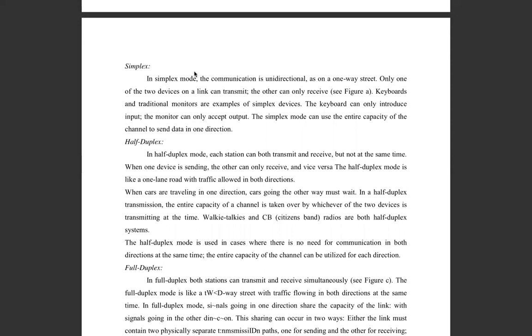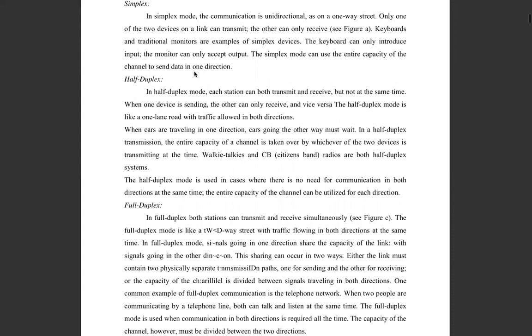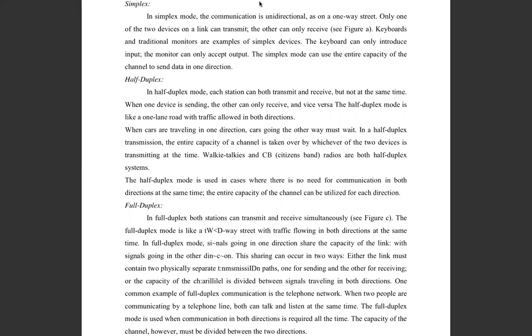So for monitors, the monitor just outputs. That's the network the monitor has with the system unit, or the keyboard has with the system unit. There's no way the system unit can send something to the keyboard. Only the keyboard sends something to the system unit. So that's a one-way, simplex mode.